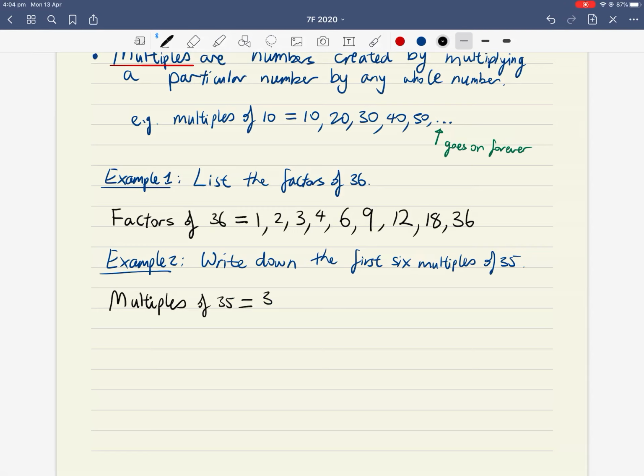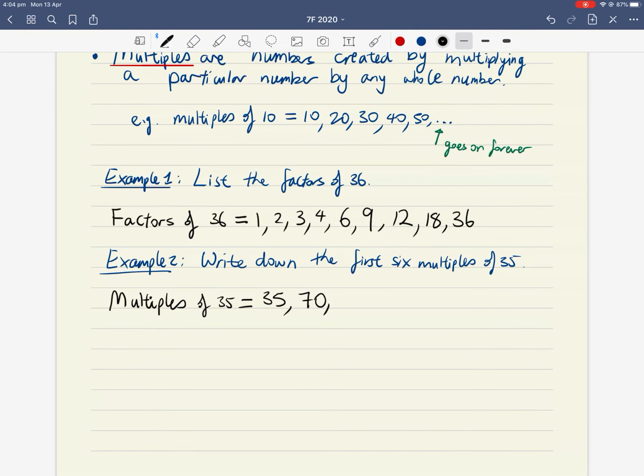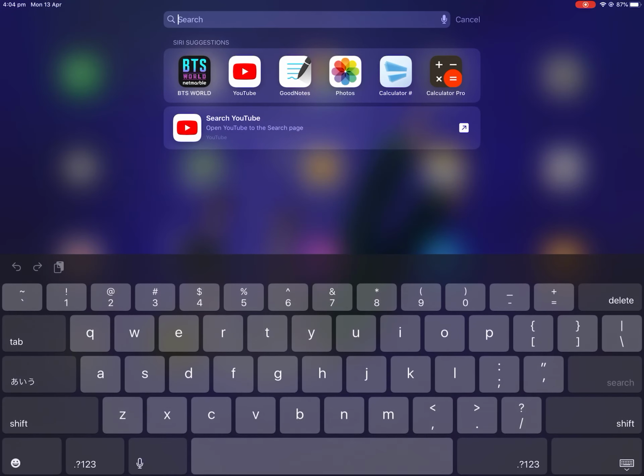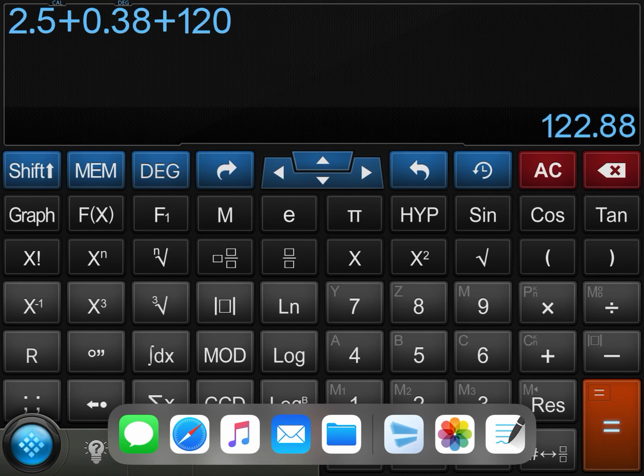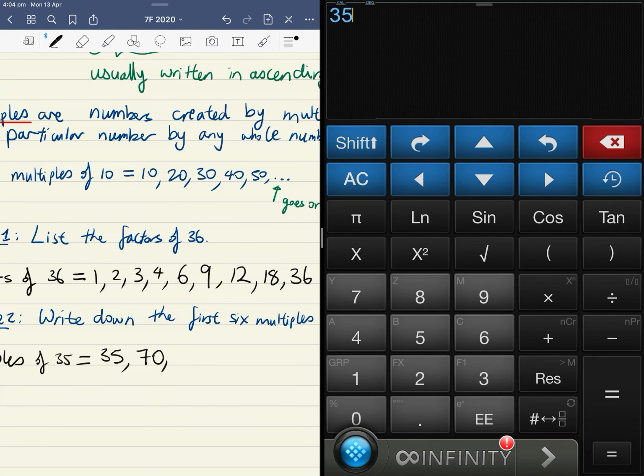So let's start off with 35 times 1 is 35. 35 times 2 is 70. Now this is where I forgot what 35 times 3 was. You can either use your brain, or let's go and use our trusty calculator. Let me split screen that. So 35 times 3 gives me 105. So that's my next multiple.